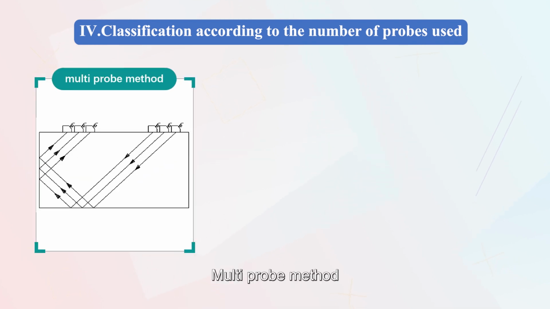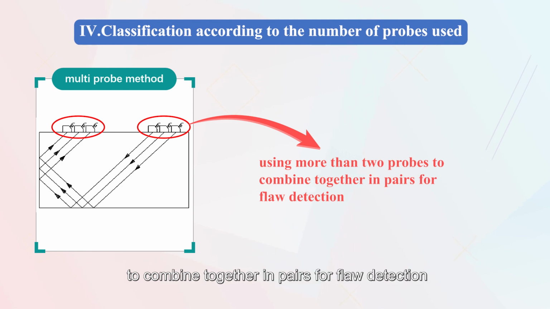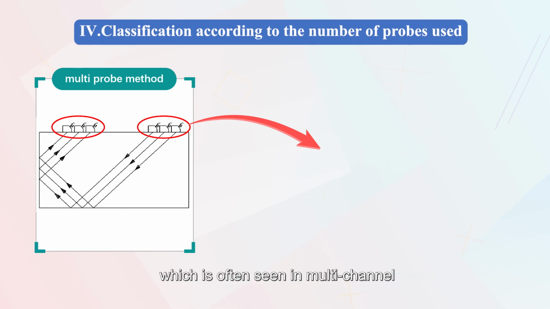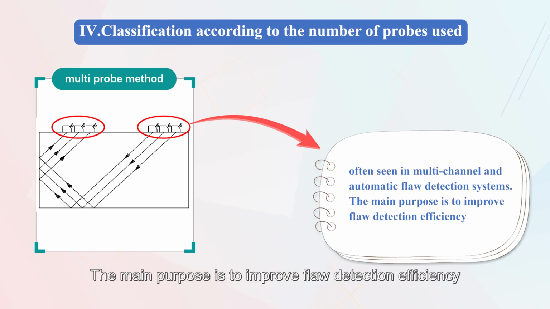Multiple probe method. It refers to the method of using more than two probes combined together in pairs for flaw detection, which is often seen in multi-channel and automatic flaw detection systems. The main purpose is to improve flaw detection efficiency.